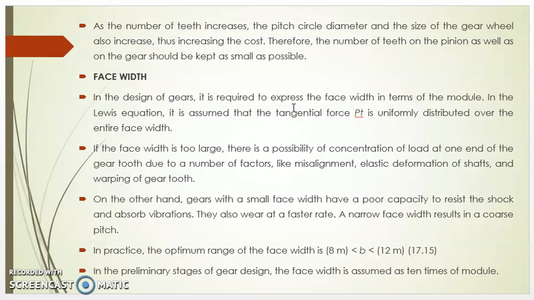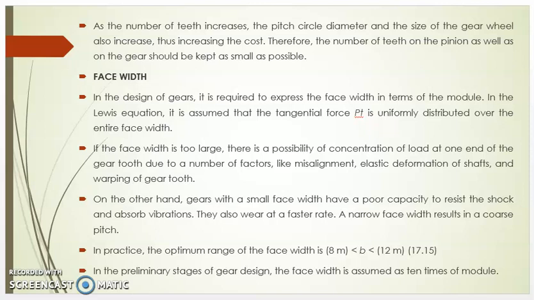If the face width is too large, there is a possibility of concentration of load at one end of the gear tooth due to a number of factors like misalignment, elastic deformation of shafts, and warping of gear tooth. On the other hand, gears with a small face width have a poor capacity to resist the shock and absorb vibrations. They also wear at a faster rate. A narrow face width results in a coarse pitch.